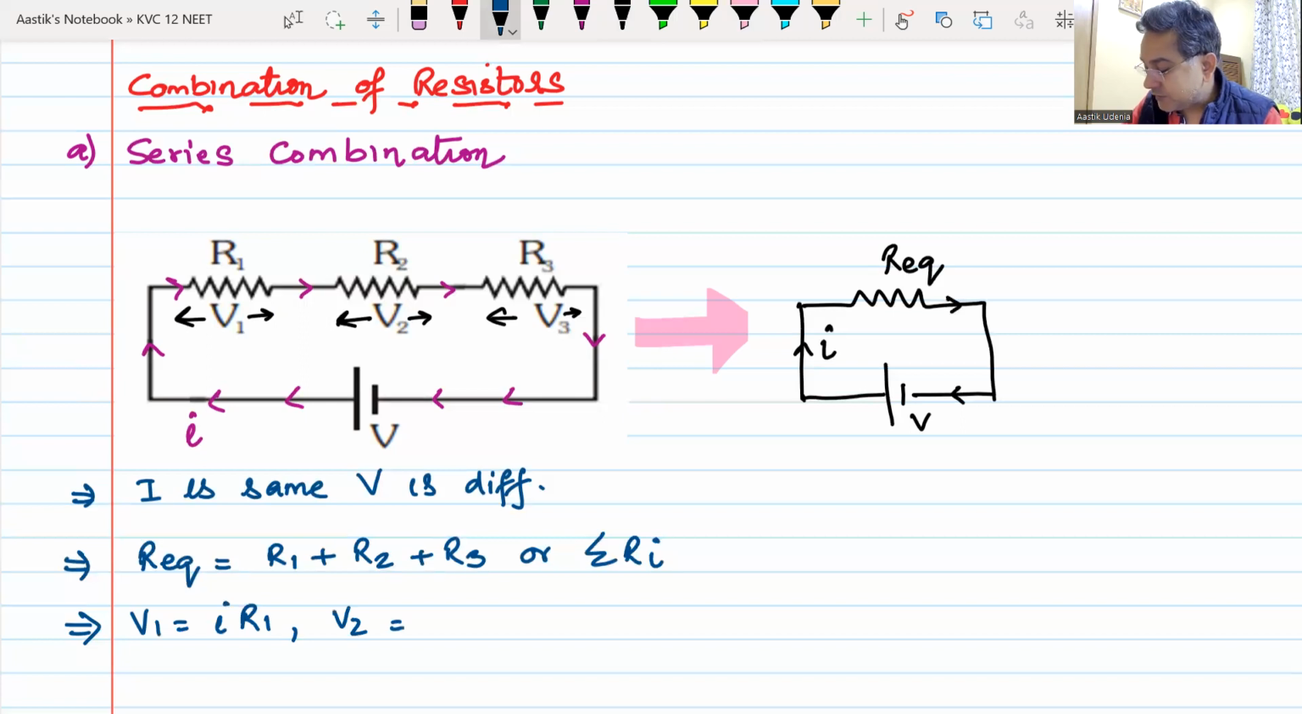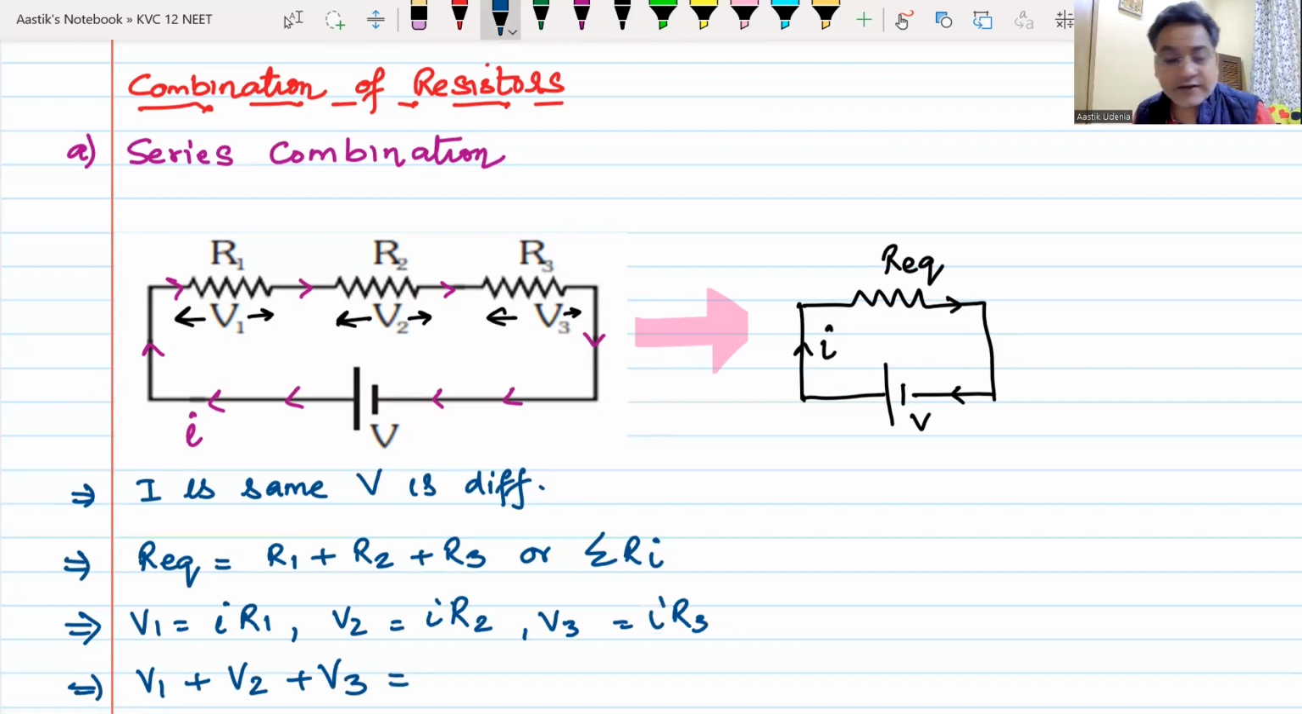V2 will be equal to I into R2. Will you understand this? There is only one formula we have seen. V is equal to IR. And V3 is equal to I into R3. Also, we must understand that V1 plus V2 plus V3 will be how much?